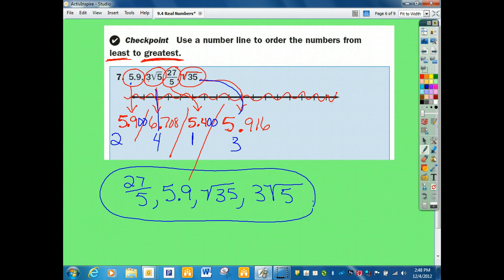What if these were all negatives? Exactly. If these were all negatives, we would be completely backwards. So then if they were all negatives, all you'd have to do is list this one first, this one second, this one third, and this one fourth. Where's the greatest?